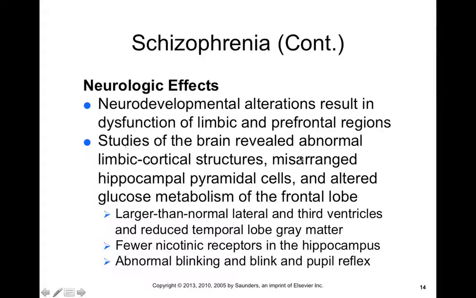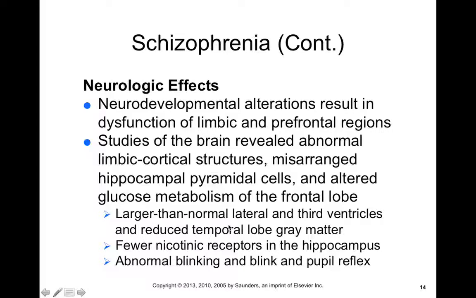And studies of the brain reveal abnormal limbocortical structures and misarranged hippocampal pyramidal cells. We also see altered glucose metabolism in the frontal lobe. And so all of these are structural changes that are observable in schizophrenia. What's not totally clear, though, is whether these are causational or correlational. Did these structural changes occur before schizophrenia and therefore cause it? Or are they a consequence of some other mechanism at play? But these are things you can look for in terms of diagnosis.